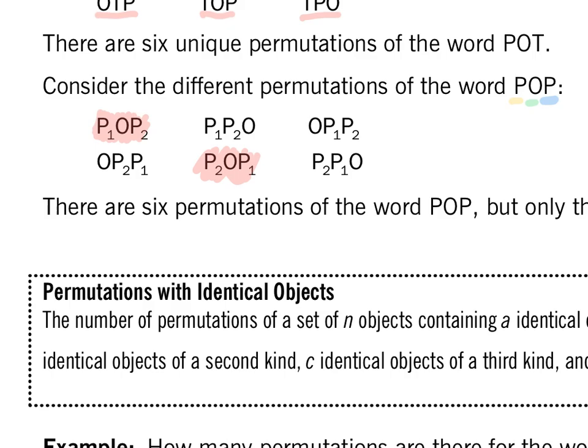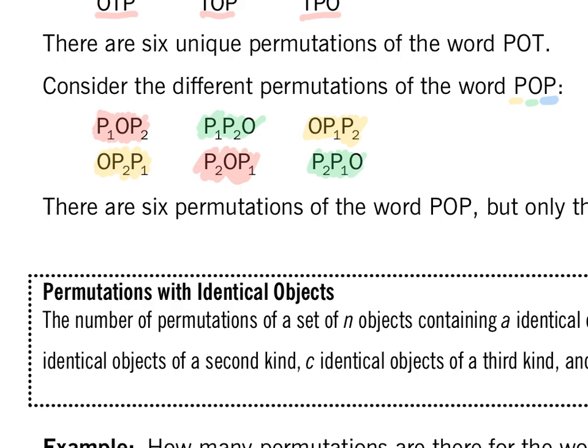But even though they are different in terms of which letters in the original word are beginning and at the end, they don't look any different to you or I. So those two are identical. And as a matter of fact, OPP, this OPP, is identical to that OPP, and PPO is identical to this PPO.